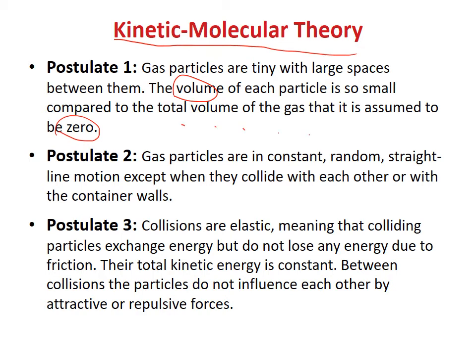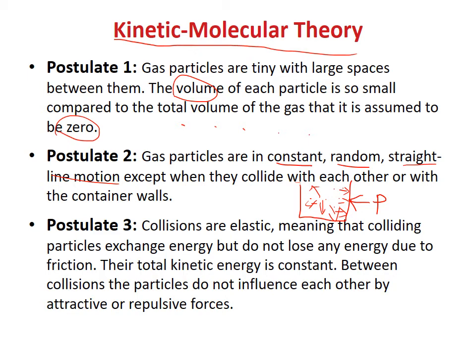In postulate 2, it says gas particles are in constant, random, straight-line motion except when they collide with each other or with the container wall. So in a container, there are dots moving constantly and randomly in all directions, and they collide with each other and with the wall. The pressure is due to this constant collision.